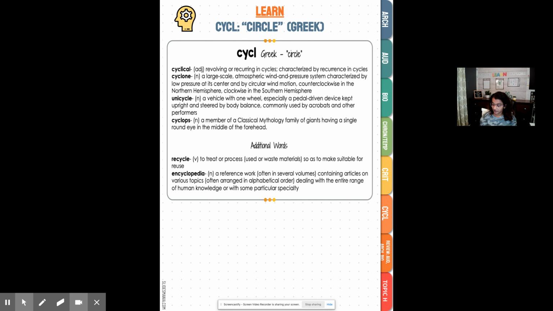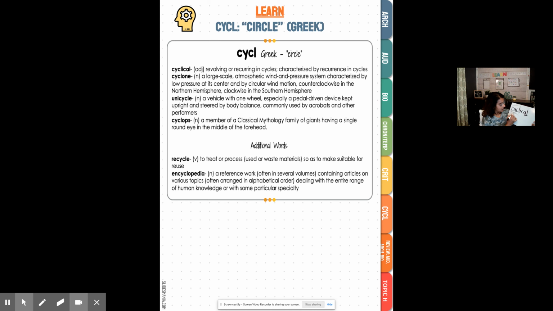All right, let's look at the very first word, which is cyclical. I always have trouble spelling that one because there's so many C's and I's. So when I see the letters AL at the end, that tells me it's an adjective. And then this main part, of course, means circle. So something that is cyclical means that it just goes and goes in cycles.